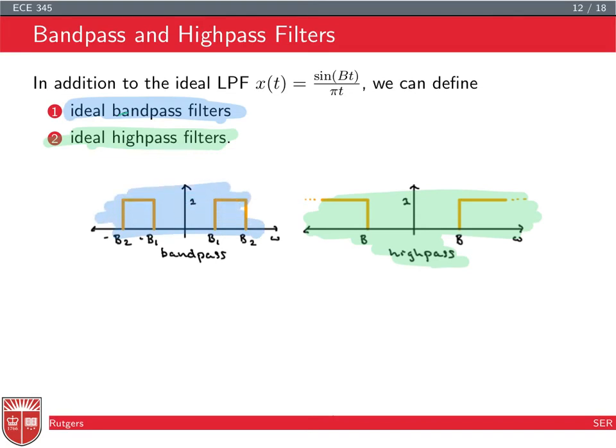And here the spectrum is symmetric with respect to the y-axis, because we're assuming that the filter is a real filter, which is what's done in practice. And real signals have a conjugate symmetric spectrum.